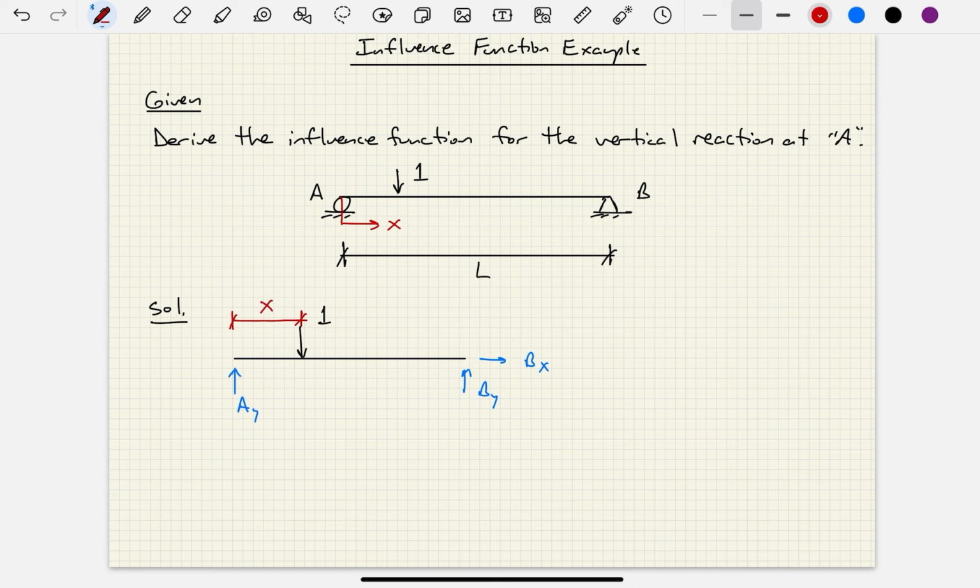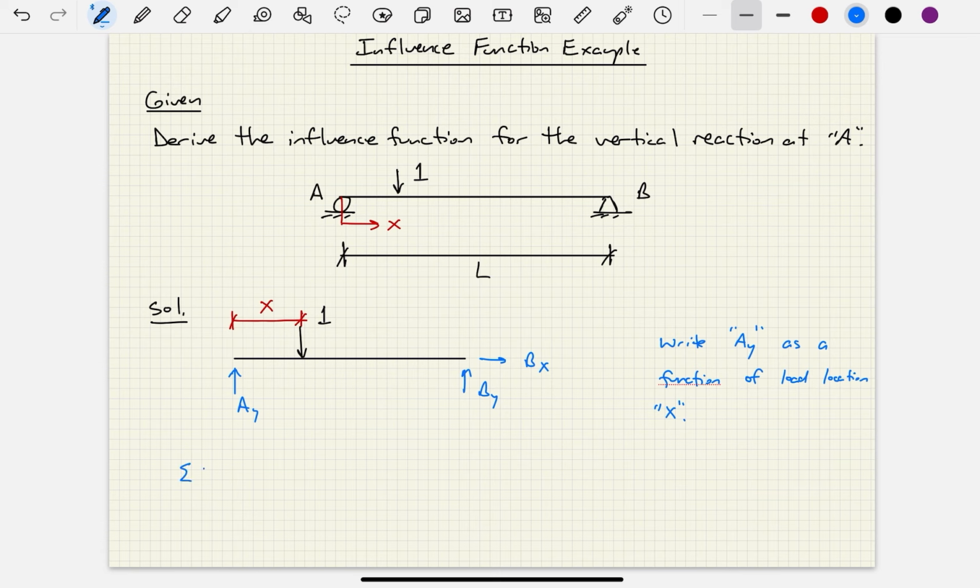All right, and this is the beauty and the power of an influence function. It's not going to be as tedious as the brute force method. So watch what I'm going to do now, okay? I'm going to write AY as a function of x. So I'm going to make a note here: write AY as a function of load location x, okay? And so how am I going to do that?